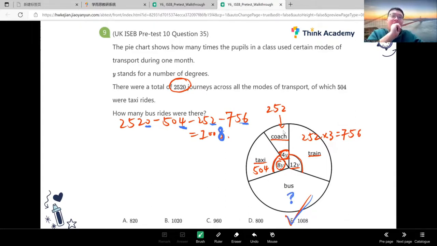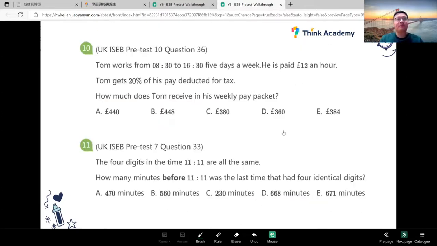It's a question asking you about how many bus rides there are. So you have to get a coach, you have to get a train. But that is a good question. You find the relationship. That means the coach is just 1/10. It's just 1/10 of all the students. Okay, so let's move on to the next one.